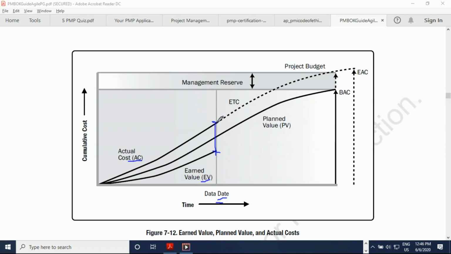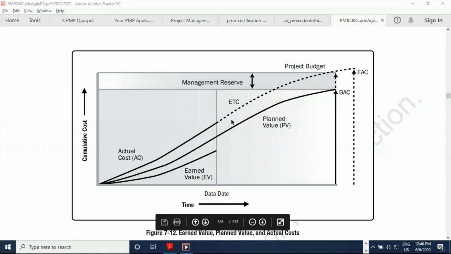So if the project manager is taking good control, then it may eventually come to this point, or if they want, they can even do below the budget. But going above the budget, as in this case, the dotted line, is a problem. That's why cost management becomes so critical. Among all the metrics in a project, it is said that CPI is the most important metric, cost performance index.